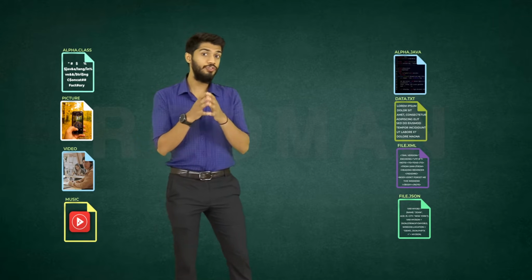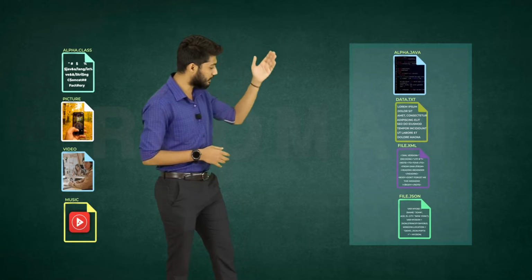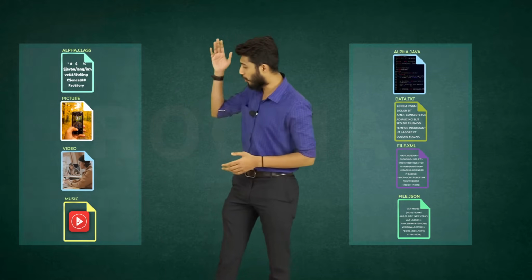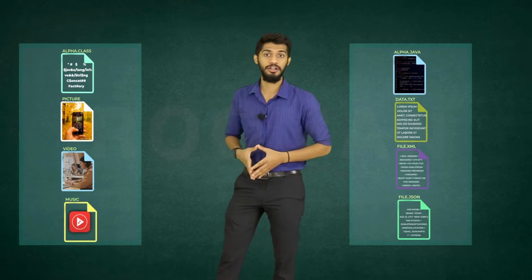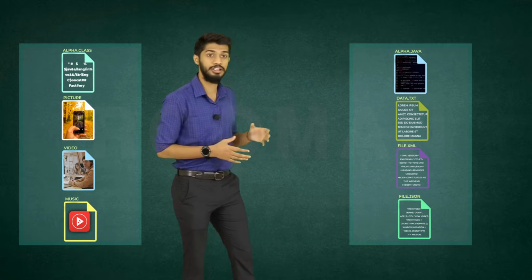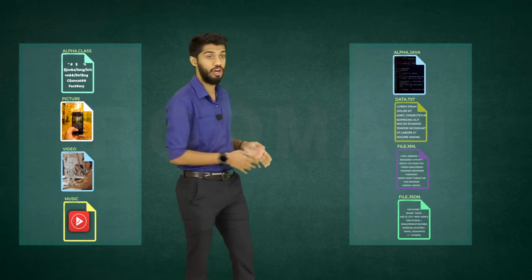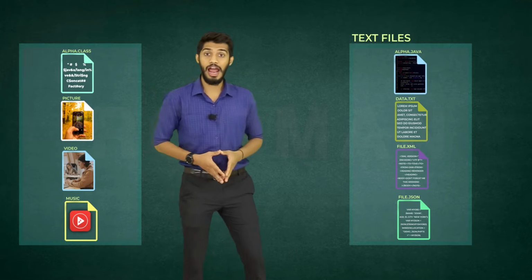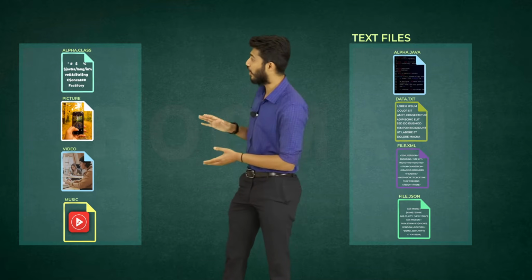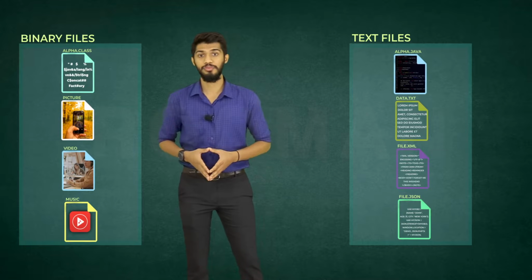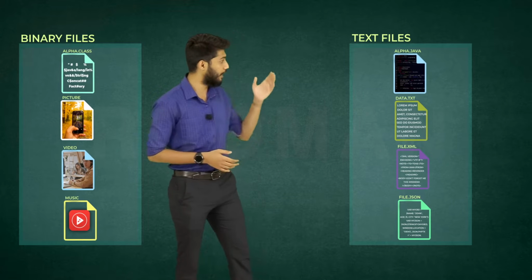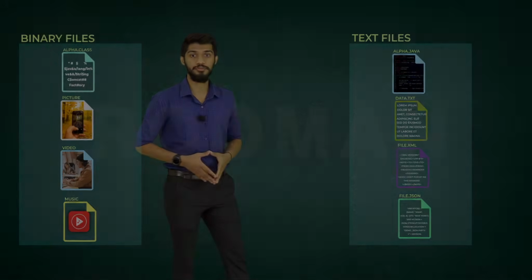Now, if you observe, some of these kinds of files are categorized into one category and the others are categorized as another category. Why? Because you can easily read and write these files, and these files are called text files. And these files you cannot read and write easily, and these are called binary files. So now what we shall do is see how to read and write text files.